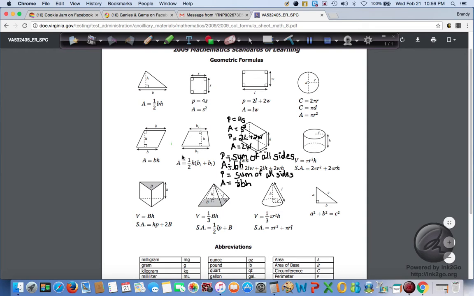So for perimeter, it's a 4-sided figure, right? Trapezoids have 4 sides, so you would just add up all the sides. For area, you want half the height.